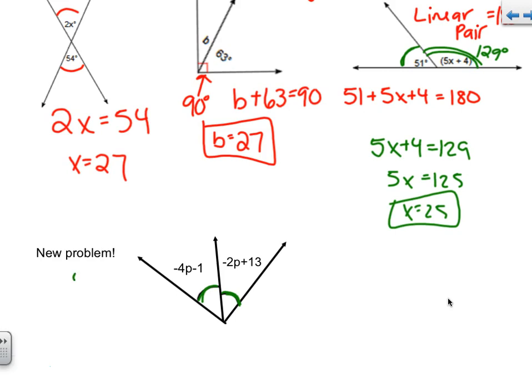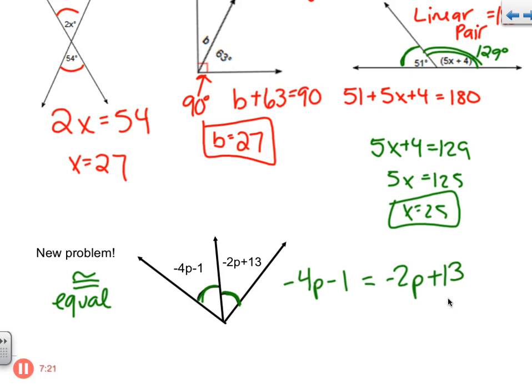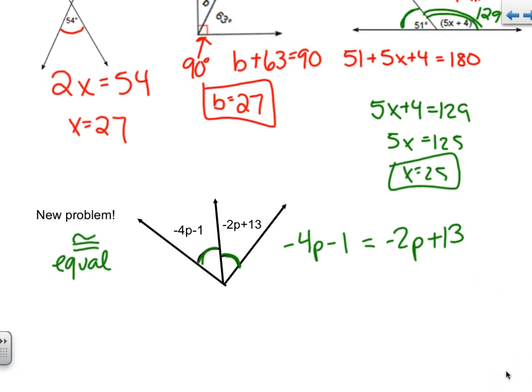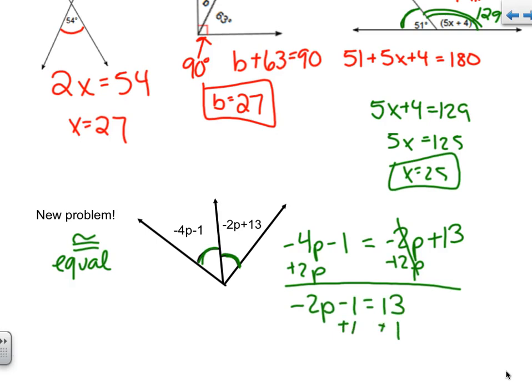If I know things are congruent, that means they're equal. And if things are equal, they're going to be set equal to each other. So for example, I would have negative 4p minus 1 needs to equal the other angle, negative 2p plus 13. Okay? So then I've got a variables-on-both-sides problem that you can solve different ways. I like to move my variables to the left side. So I get negative 2p minus 1 equals 13. Add 1. Negative 2p equals 14. So p would equal negative 7.